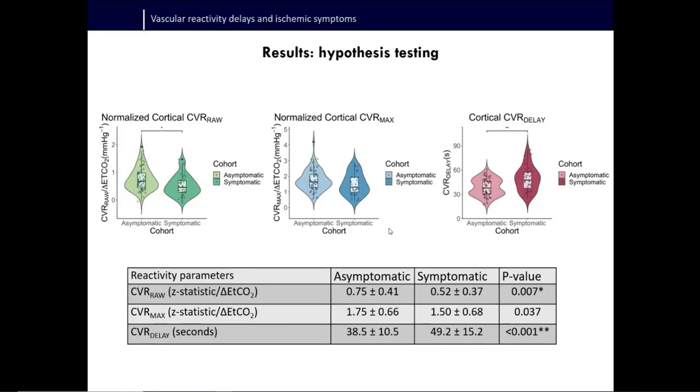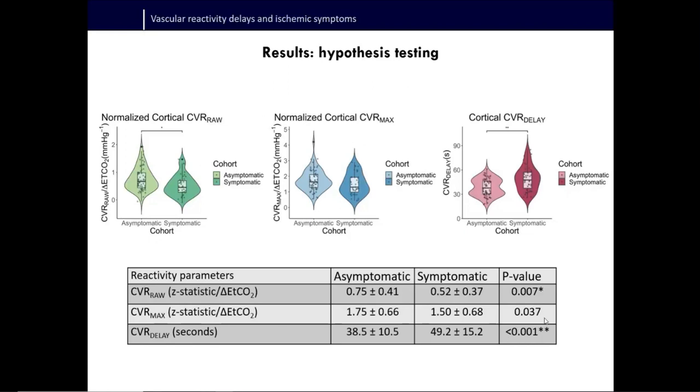All right, so what it looks like. If you first look at that CVR raw, so that's what everybody in the past would do without changing the regressor, you can see that the reactivity is higher in the asymptomatic cohort versus the symptomatic cohort. If you decompose that down into the maximum reactivity and the delays, you can see that there is also an increase in the maximum reactivity in the asymptomatic versus symptomatic, but it's smaller. And then if you look at the delays, they're much longer, actually, in the symptomatic cohort.